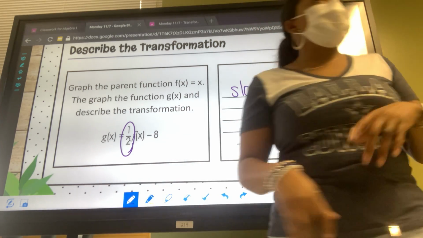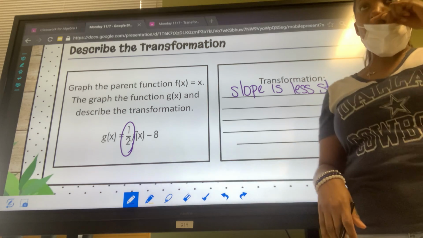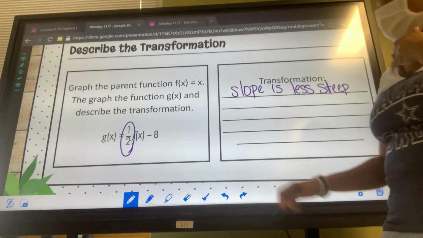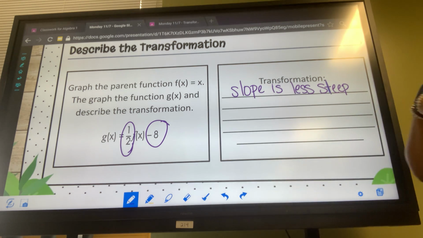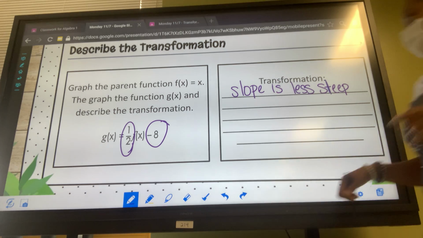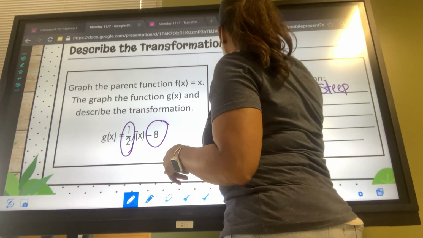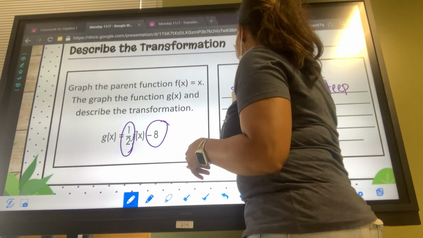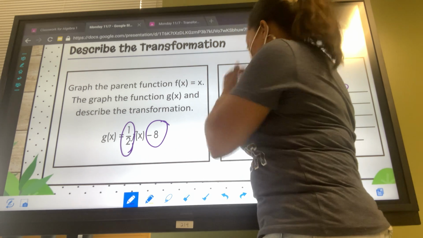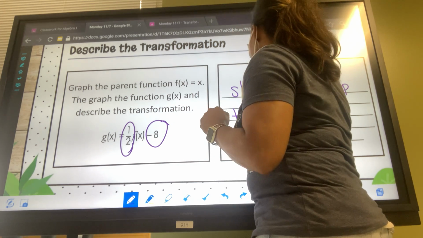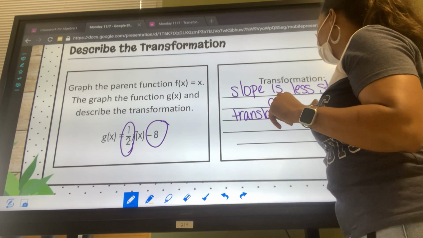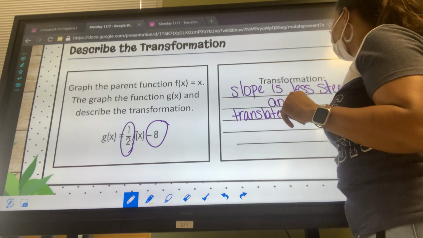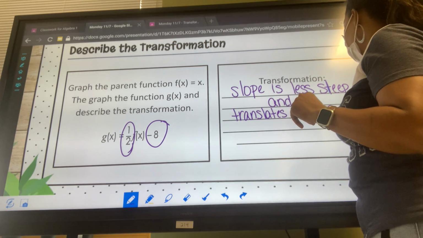All right. Is there anything else? Nothing else. You have the f of x minus 8. What does that affect? The b, the y-intercept. So what does it make it do? Go up or down? Down. Very good. So it also translates, or shifts, you can say, because you will see that word, down, how much? 8 units. So 8 units down.